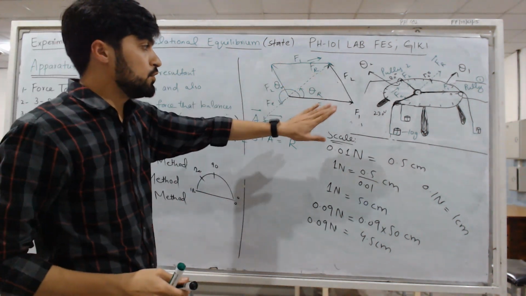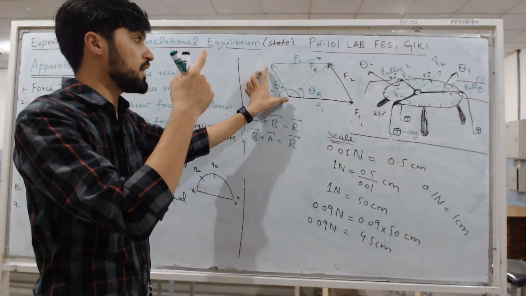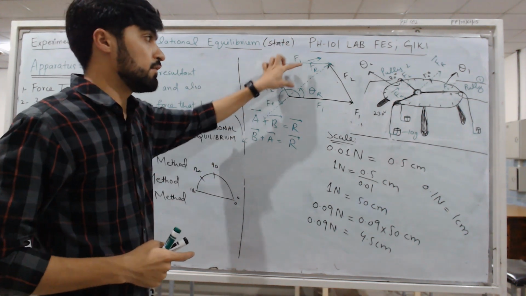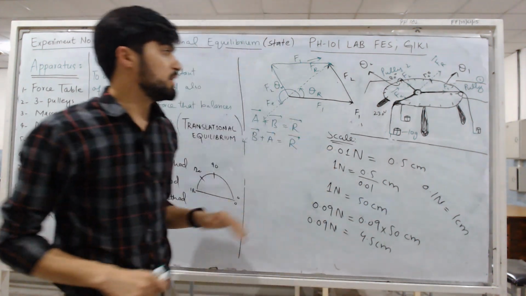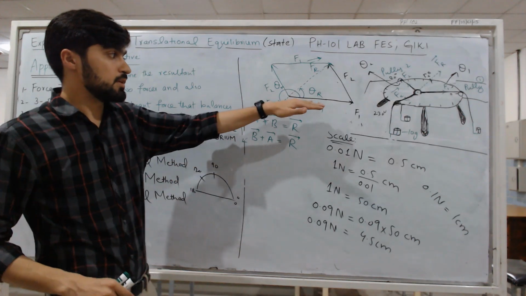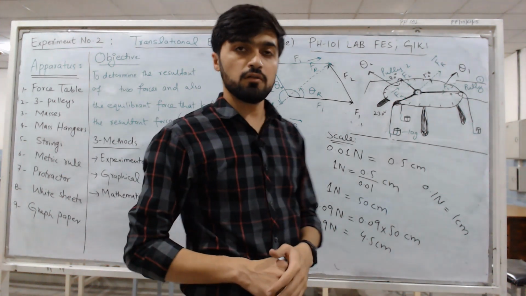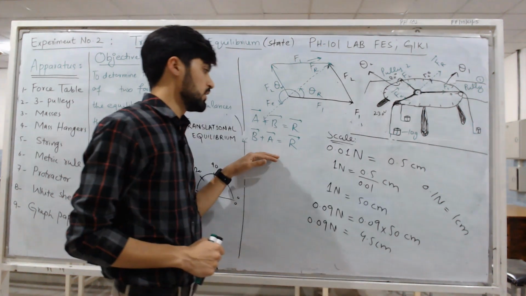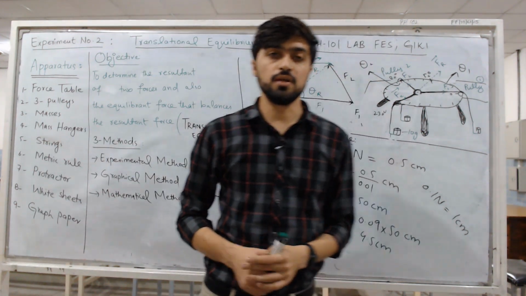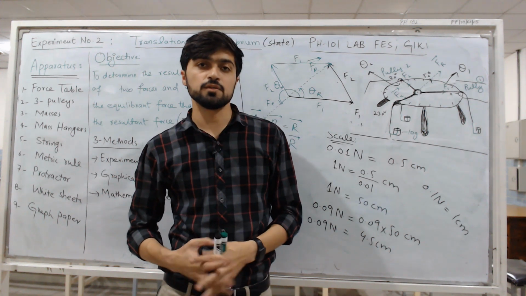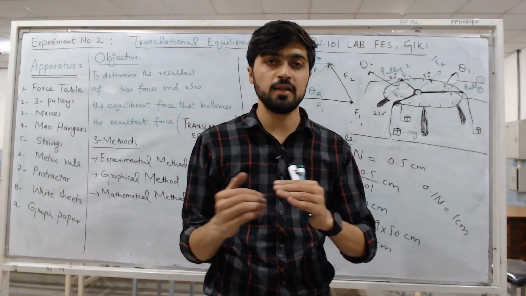It means that if you add F1 and F2, it will give you the resultant. And if you first add F2 with F1, it will again give you the same resultant vector. So this is actually the vector law of addition, known as the parallelogram law of addition. Vectors hold the commutative law of vector addition. So this was all about our today's experiment, translational equilibrium, and the purpose was to find the resultant of the forces, the equilibrium, and then to find a force that balances the two forces.